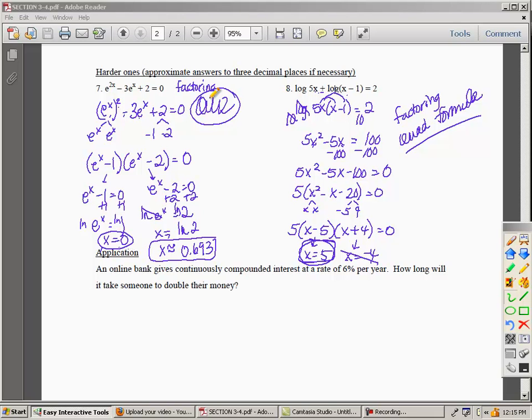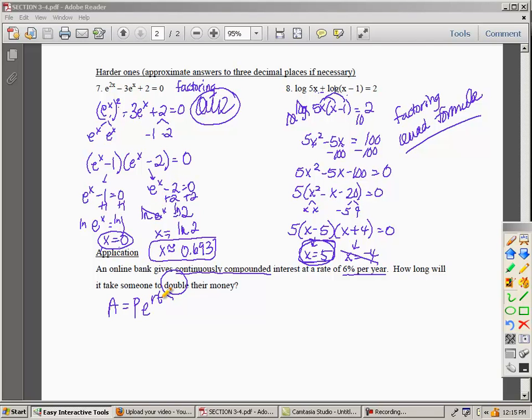The last question I have for you is an online banking question. They have continuously compounded interest for 6% each year. How long will it take somebody to, oh, here's the big one, double? Okay, this is going to be on a quiz or a test too, so just kind of be aware of this. If it's compounded continuously, then you're looking at PERT.